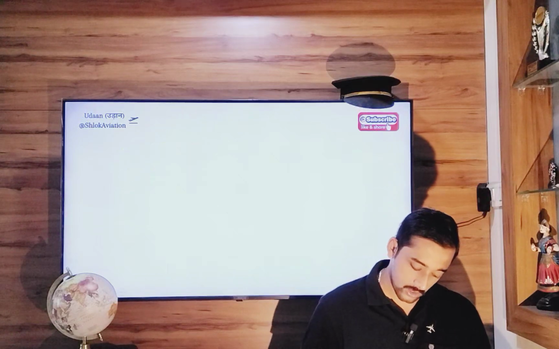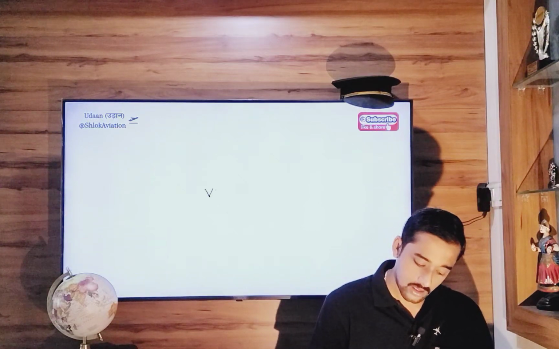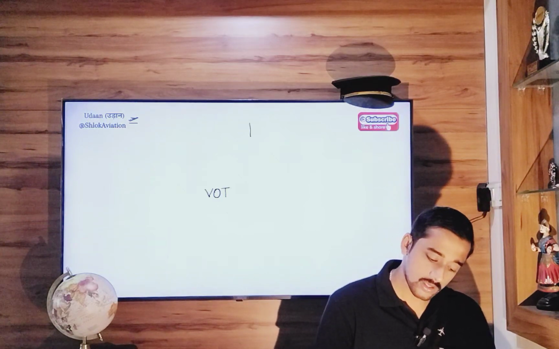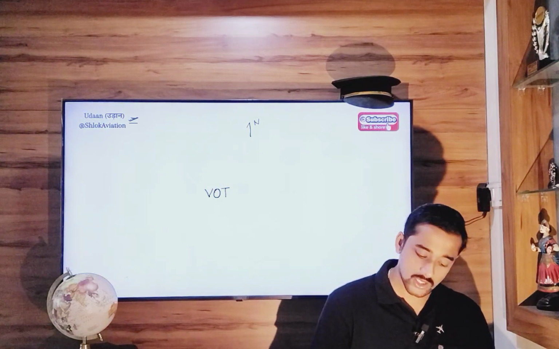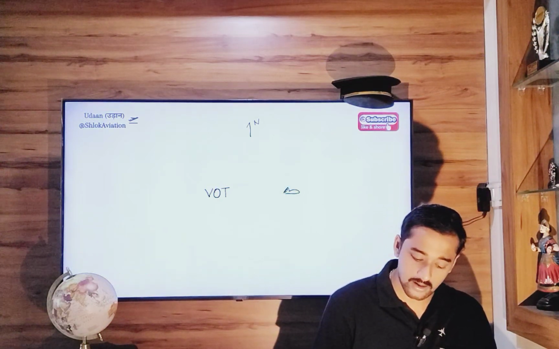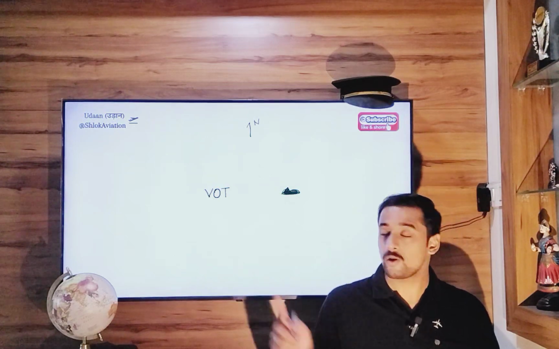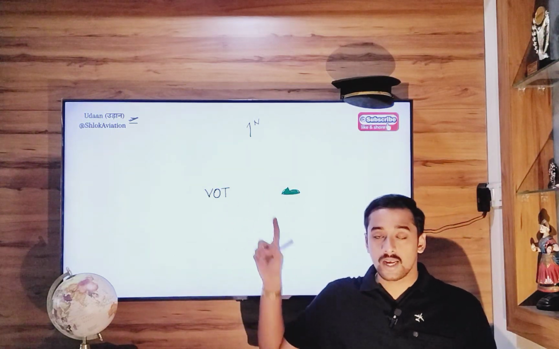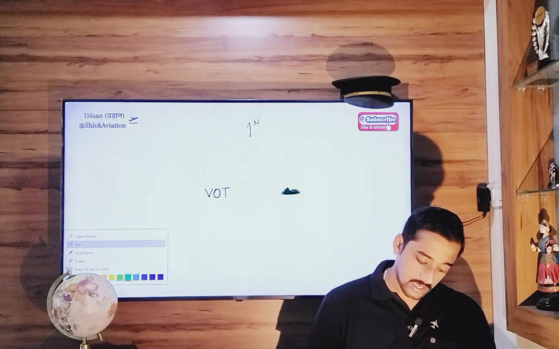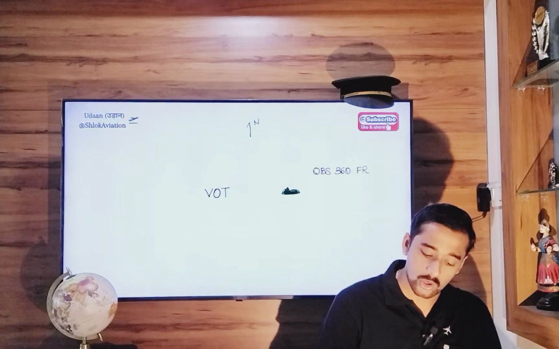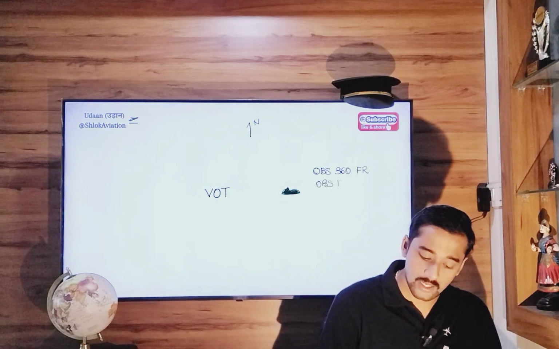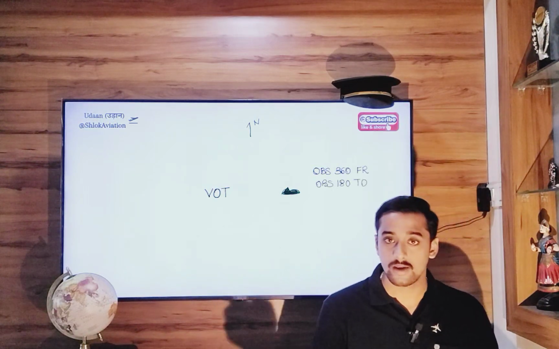Let's say this is your VOR test facility on the ground. This is your north datum. You are to the east of this VOT facility, somewhere here, position here. Even if you are to the east of this VOR test facility, you must get either OBS 360 with a FROM indication or OBS 180 with a TO indication.